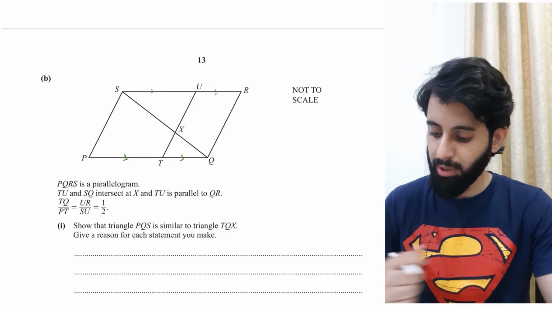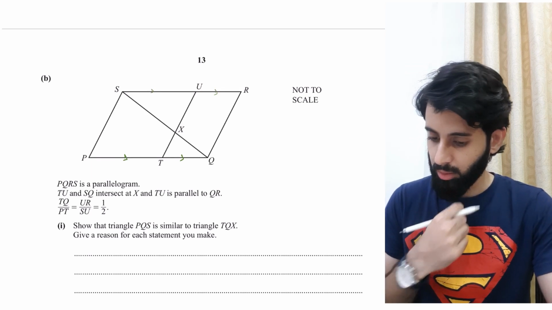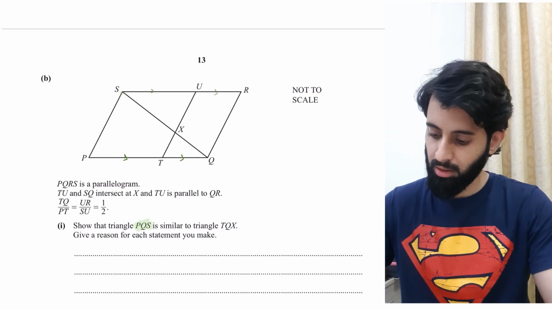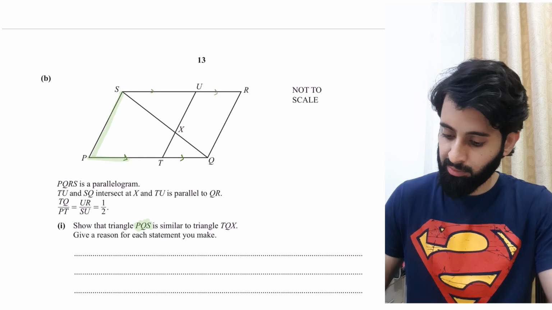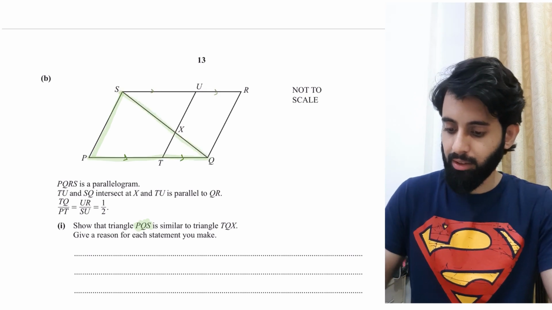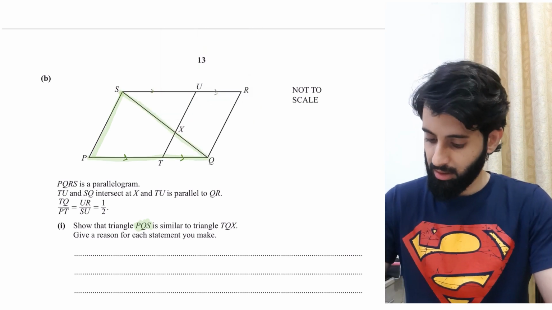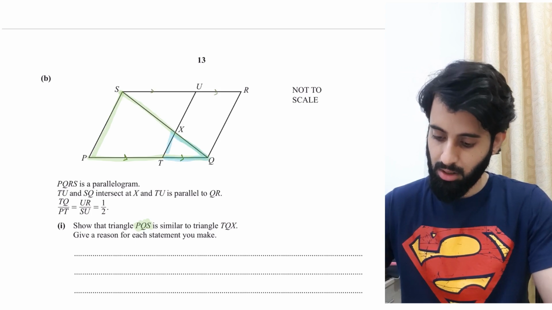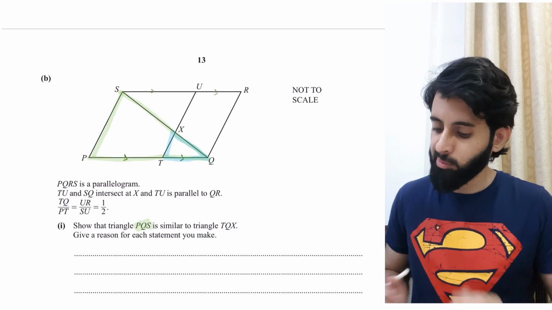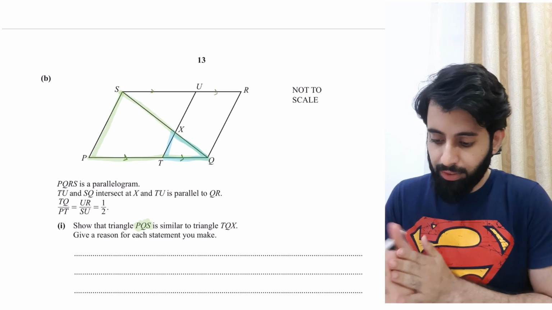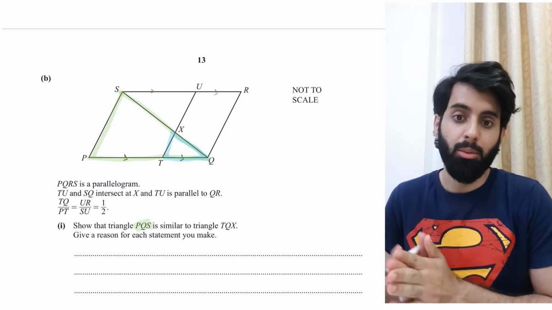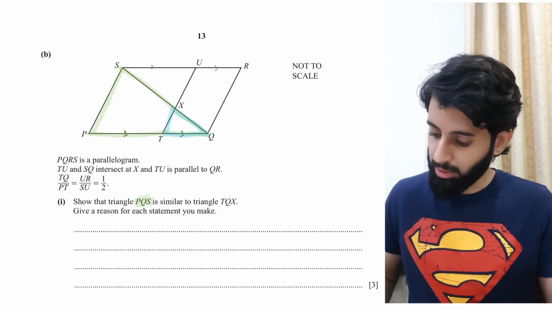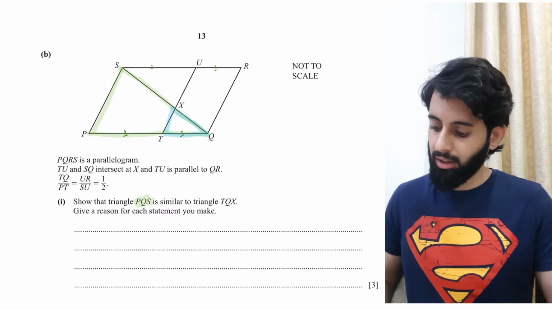Show that triangle PQS is similar to triangle TQX. Let me just highlight them. PQS, I'm going to be highlighting this with green, and TQX. This shouldn't be too hard. First of all, they have a common angle, and that is basically Q. So for 3 marks, I need to write 3 logical statements.